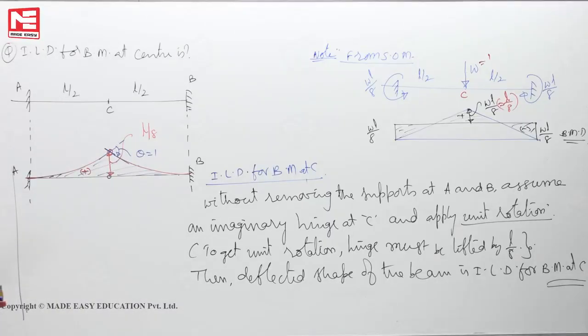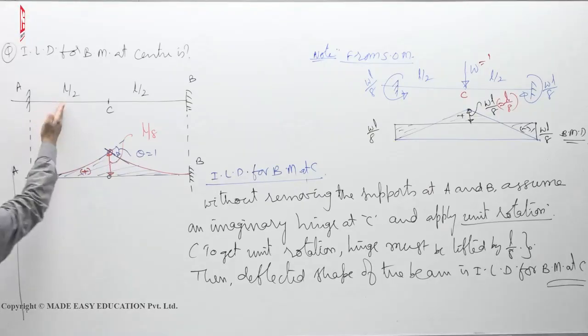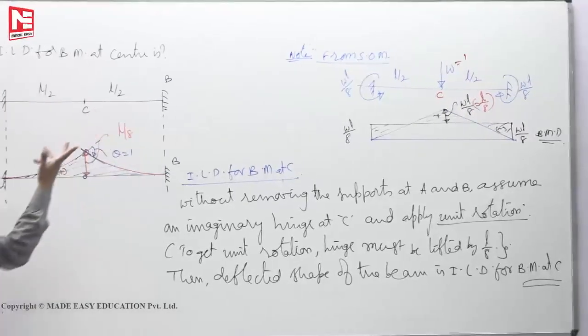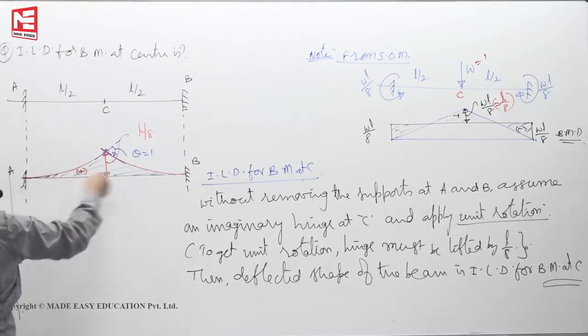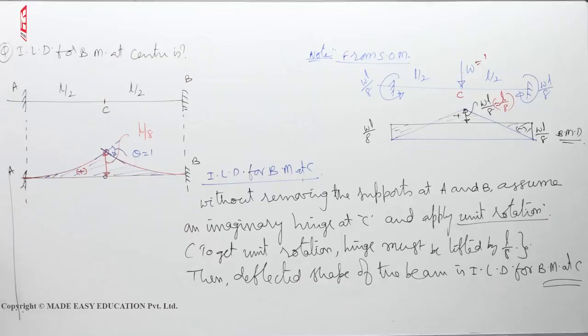They can ask ILD for reaction or shear force or bending moment at support or at center. Any other point they ask, then just lift it. How much you have to lift it, even we don't know. So this curve will not be L by 8, some other value will be there. That's all. It hardly takes 10-15 seconds to draw.